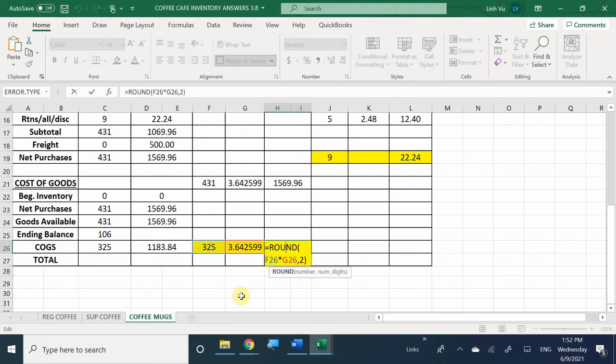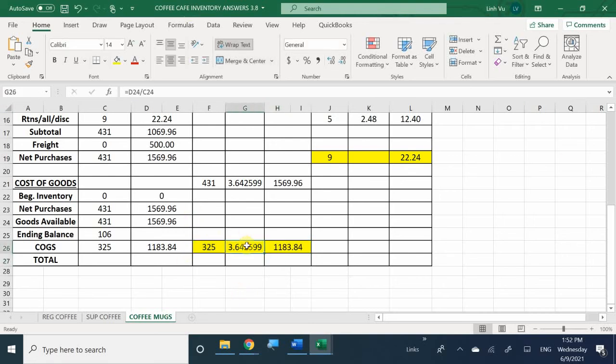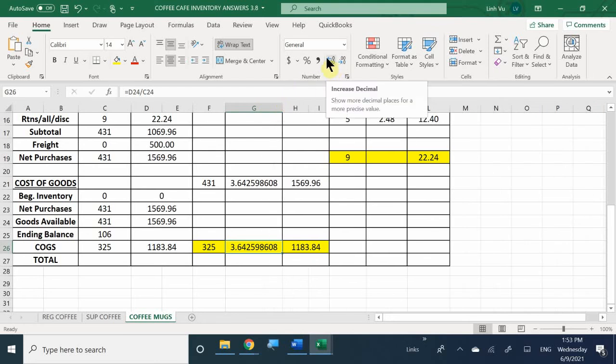But if you left it as a formula, if it's to calculate 1569.96 divided by 431, you're going to get beyond those two 9s. It's going to be 998 something something something. See, 986079. It goes on forever.